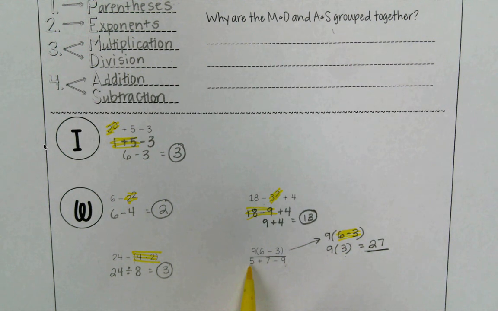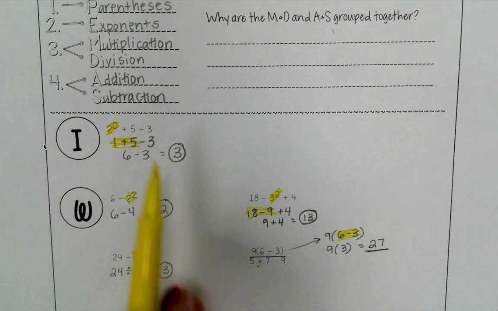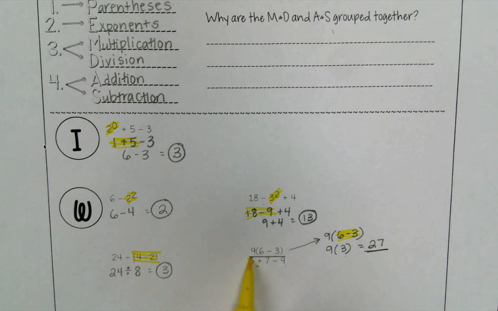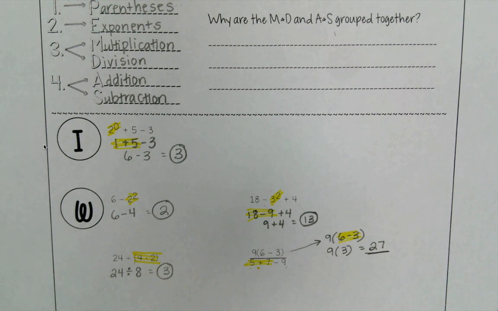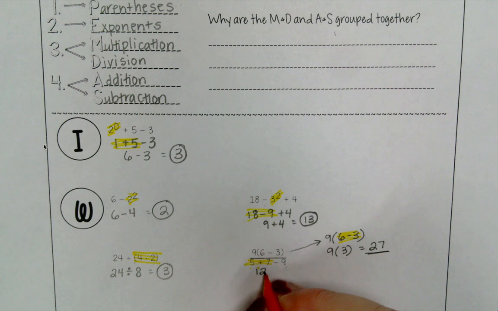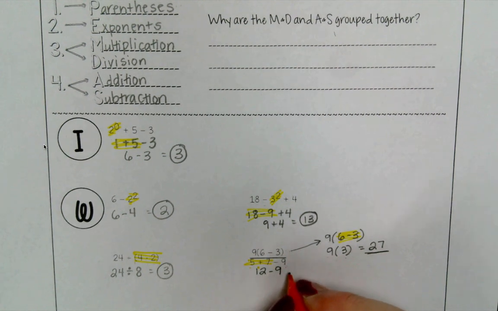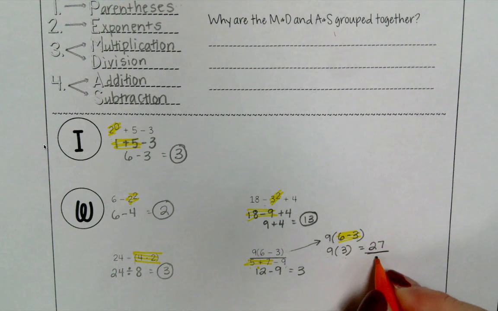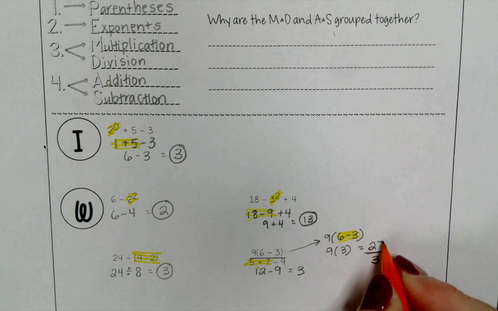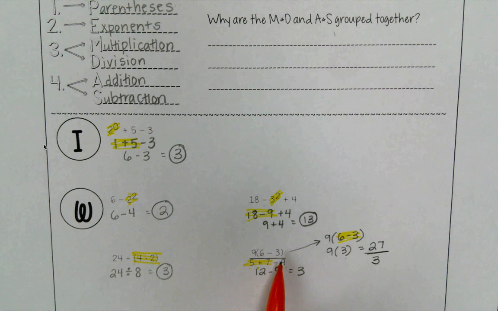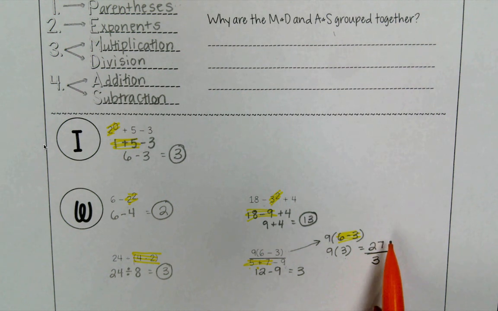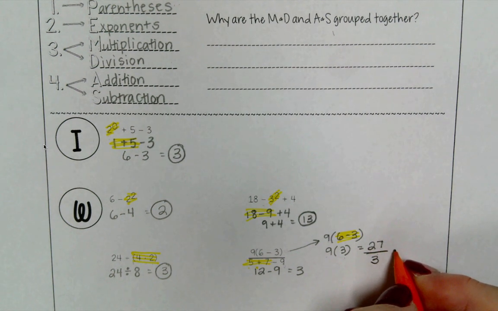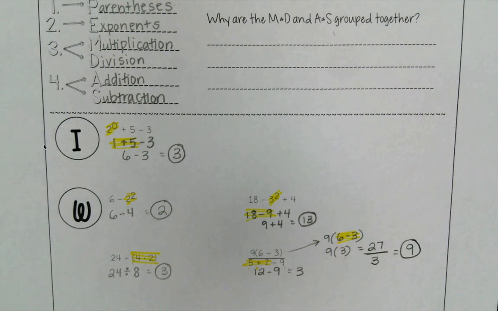Over here, I now have 5 plus 7 minus 9. All I have at the bottom is addition and subtraction, and I work my way left to right. 5 plus 7 is 12, minus 9 gives me 3. I bring my 3 over here. Now I have 27 over 3, the simplified expression over the simplified expression. We treat this like division, so 27 divided by 3 is 9. And that's what we get.